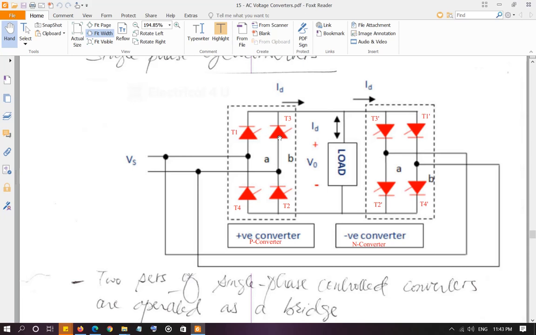Now the first negative cycle, T3 and T4 are fired. So current is going to go from the negative side of Vs, T3, load in the same direction, right? So that means the output voltage will be in the same direction from top to bottom, positive, negative. Go back through T4 and go back to the top side of Vs. So that's only positive cycle, right? So the positive cycle appeared as positive at the output, and the first negative cycle also appeared positive at the output, right?